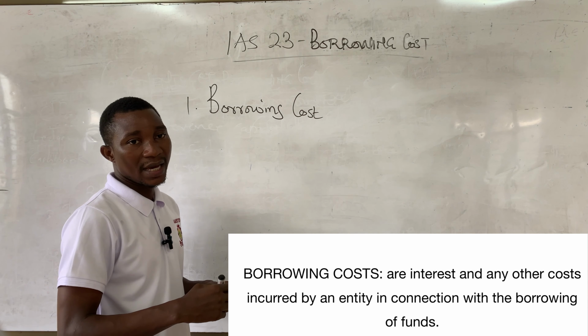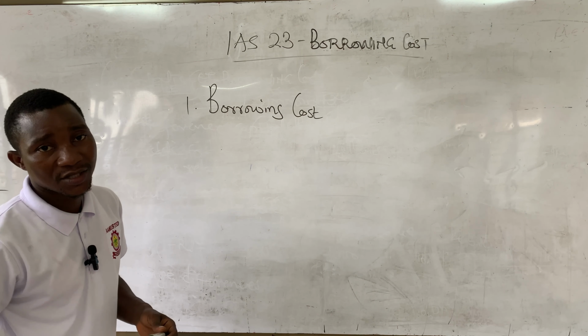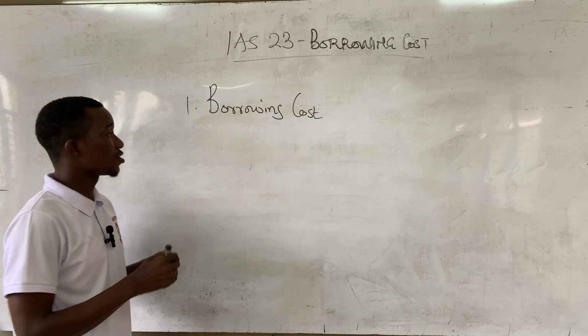So the key two words here are interest and any other cost. Any other cost and interest are the two keywords in the definition of borrowing cost. The second word I would like to talk about is capitalization.